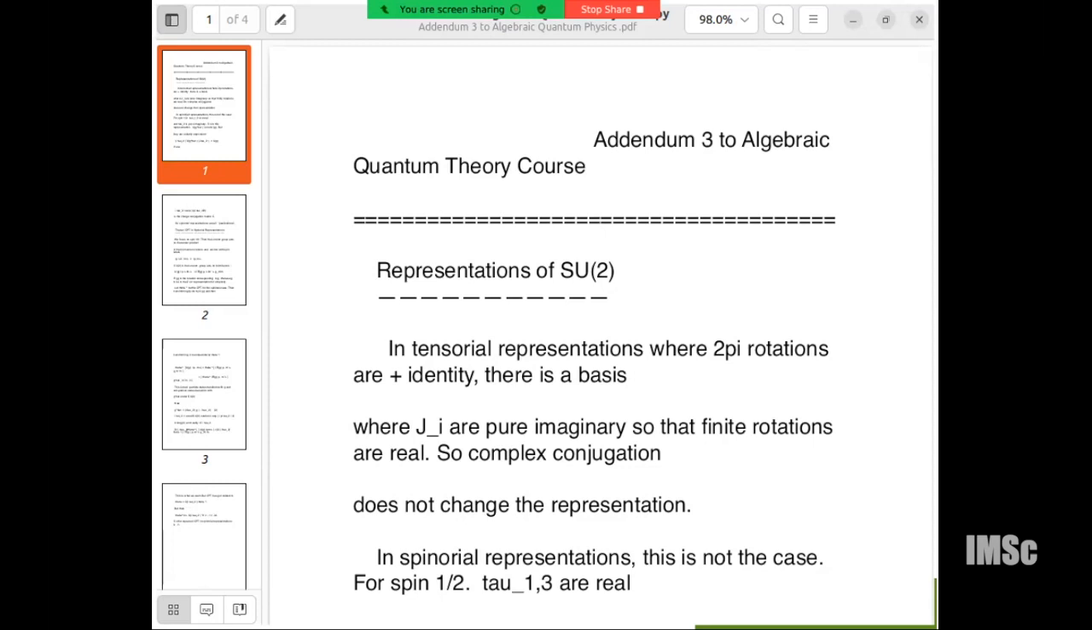Later, in 68, Steve Weinberg showed that in quantum field theory, you have only limited choices because of causality. He showed that for tensorial representations, where 2 pi rotation is plus 1, one is forced to choose CPT squared. What I call CPT, let me call it theta. I don't care about C. C is going for a ride. Call it theta, which is an anti-unitary operator. He proved that the square of theta in tensorial representations should be plus 1, and in spinorial representations it has to be minus 1 if one wants to maintain causality.